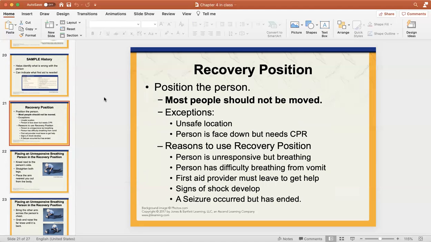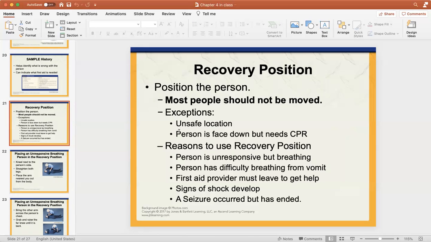So putting someone in a recovery position, whether they are unresponsive but breathing, or they're responsive. In most cases, people should not be moved. If they're ill or something like that, maybe you should move them into the recovery position. If you have, obviously, a spinal injury, you are not moving anyone. If somebody is gravely injured and moving them is going to cause more harm, you are not going to move them. However, there are exceptions to this rule.